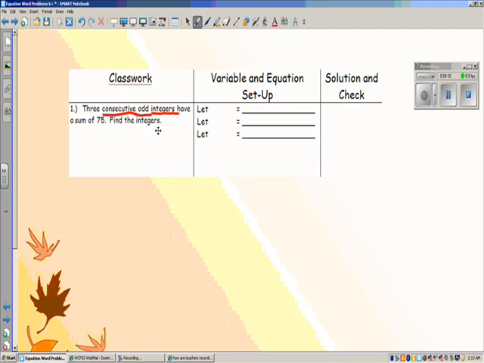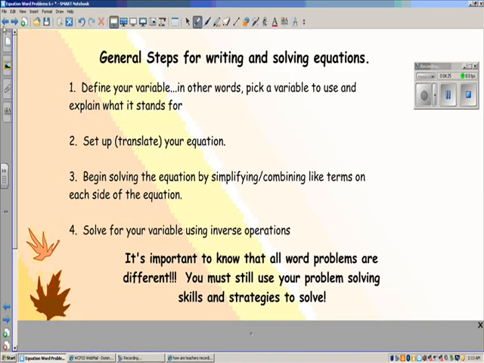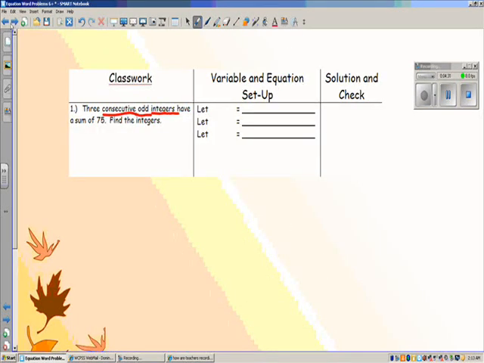Again, I'll read the problem. 3 consecutive odd integers have a sum of 75. We're going to find the integers. Remember our first step, if we go back to the steps that I just went over, the first step is to define our variable. So that's what we're going to do. Let's say, N. My name starts with an N, and so does the word number, so I'm going to use N. We're looking for some number. We're going to let N stand for a number.